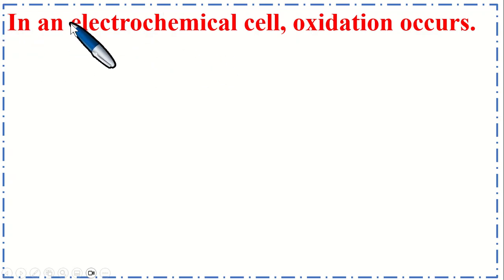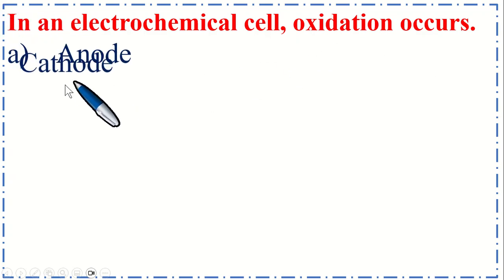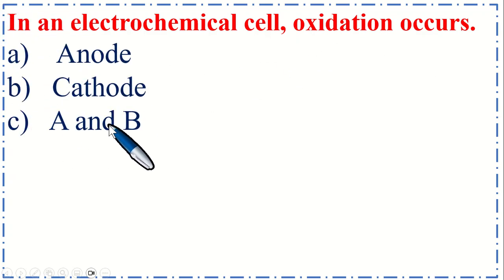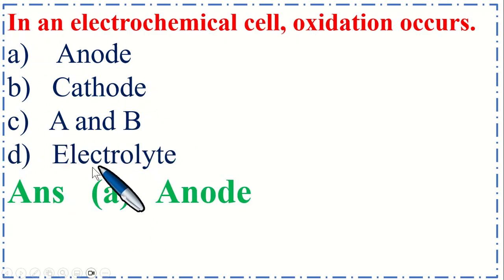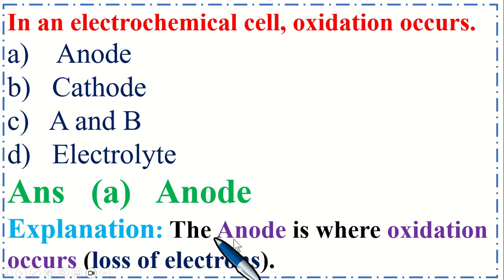In an electrochemical cell, oxidation occurs at the: option A, anode; B, cathode; C, A and B; and option D, electrolyte. So the correct option is A, anode. The anode is where oxidation occurs, loss of electrons.